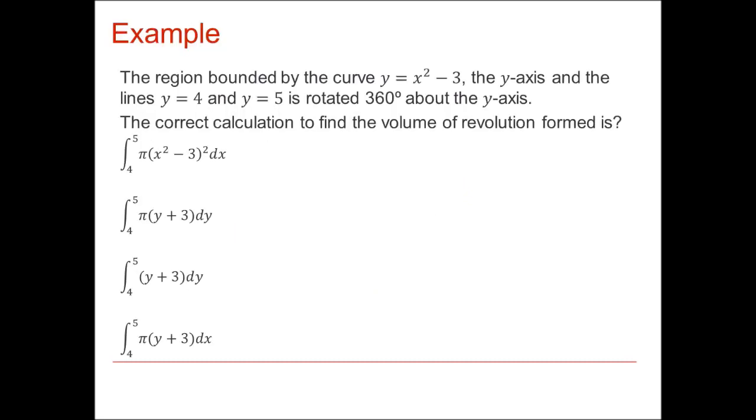Let's consider the following then. If we had the region bounded by the curve y equals x squared minus 3 and the lines y equal to 4 and 5, which of these would be the correct calculation that you'd need to do? So pause the video for a while just to work through this and see what you come up with, and perhaps you might consider why each of the other ones is incorrect.